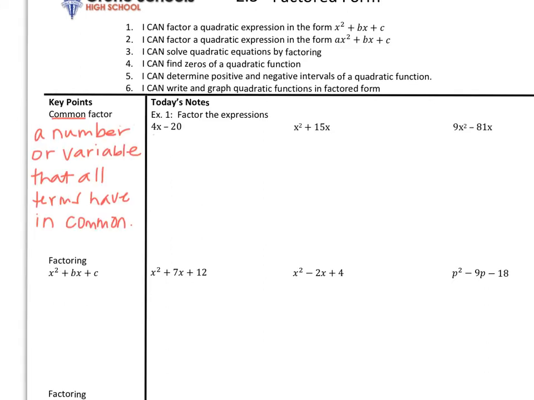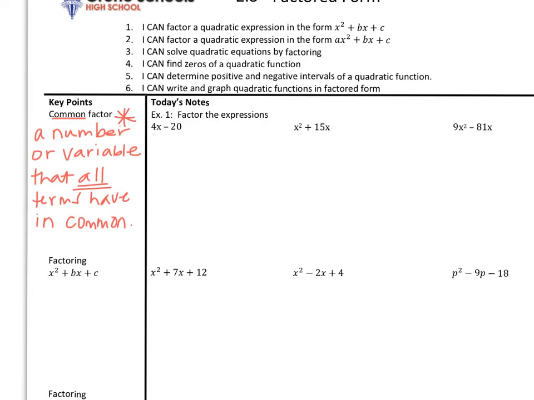When we talk about factoring, the first thing we look for is called a common factor. A common factor is a number or variable that all terms have in common. We always check for a common factor first. Let's try some examples on the right. Factor the expressions. Our first expression is 4x minus 20.